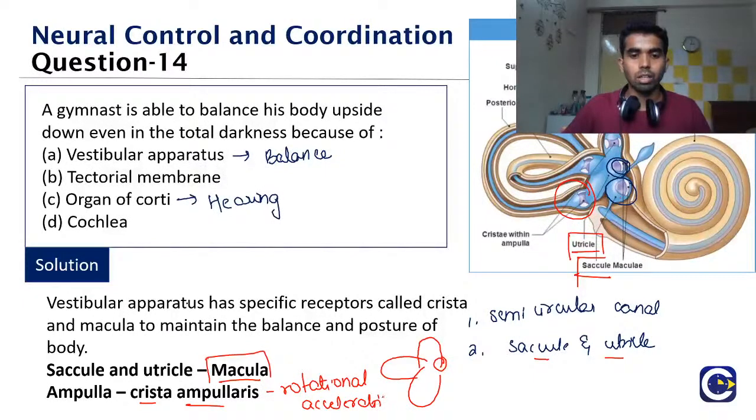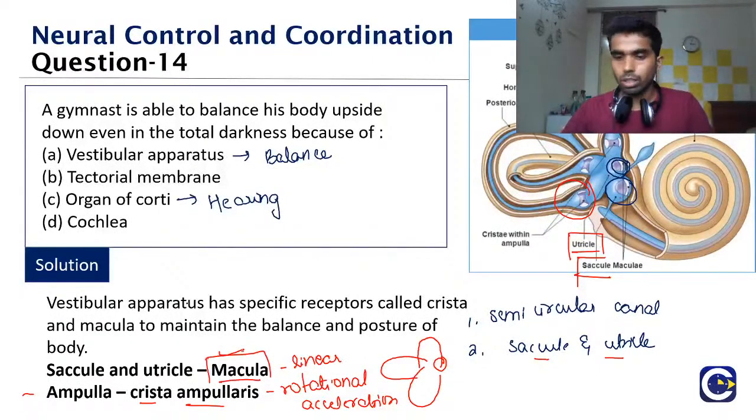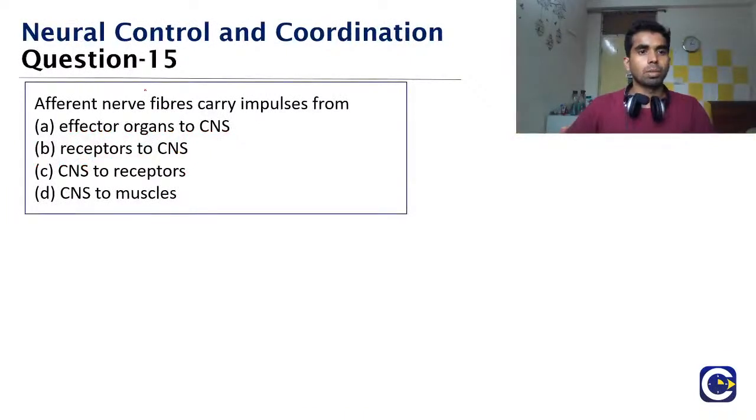It means that suppose you are rotating, then that will be sensed by the ampulla. Okay, and suppose you are running, then the linear acceleration will be sensed by the saccule and the utricle from the macula. So yes, Jivita, the correct answer for this question is option A, that is the vestibular apparatus. Now coming to question number 15.